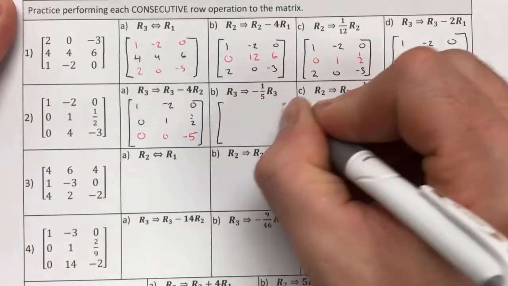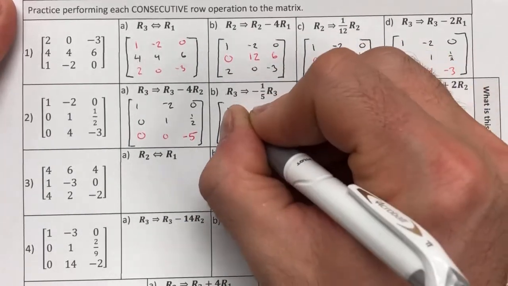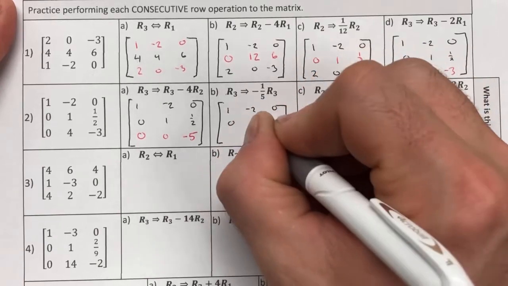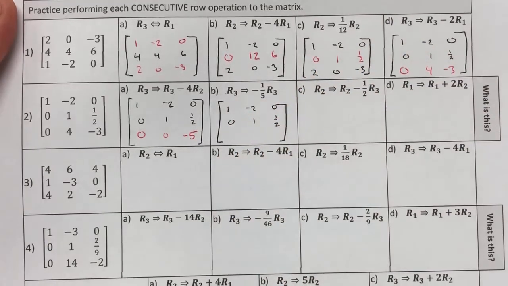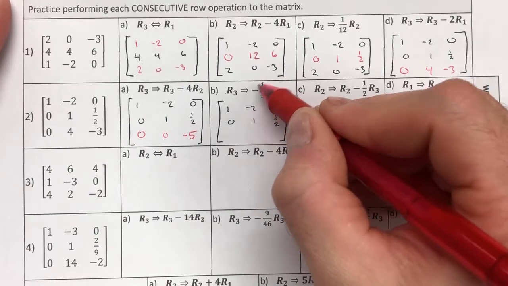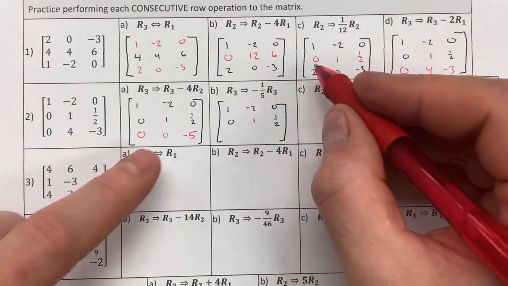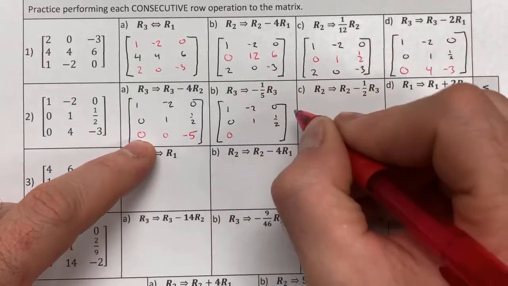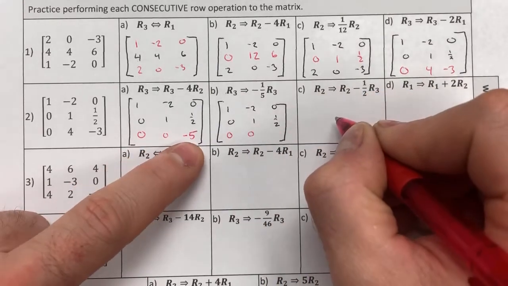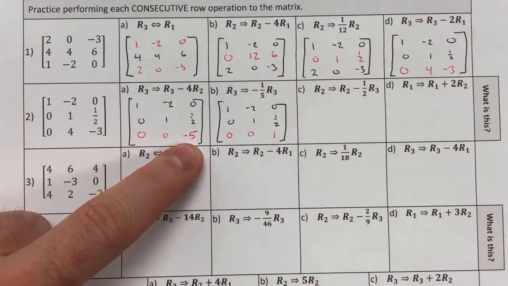My next step, again, I'm only modifying row 3, which means copy down my top 2 rows and take that third row and multiply itself by negative 1/5. Negative 1/5 of 0, negative 1/5 of 0, negative 1/5 of negative 5 is 1.